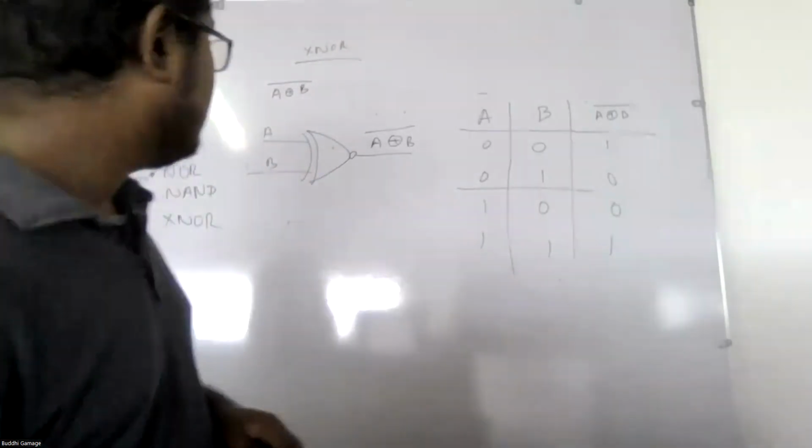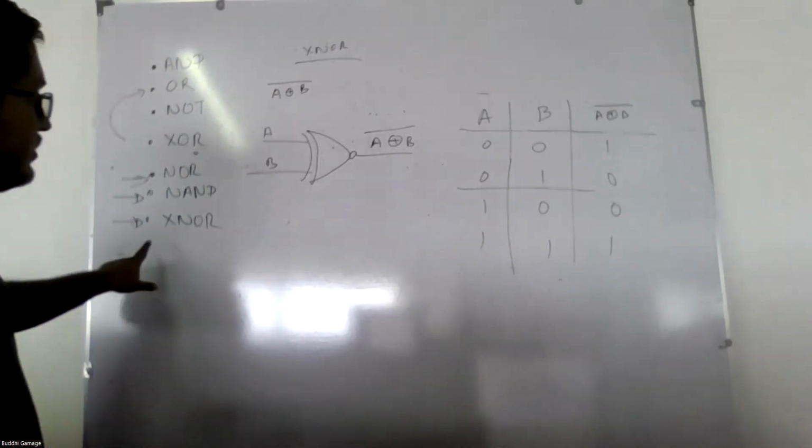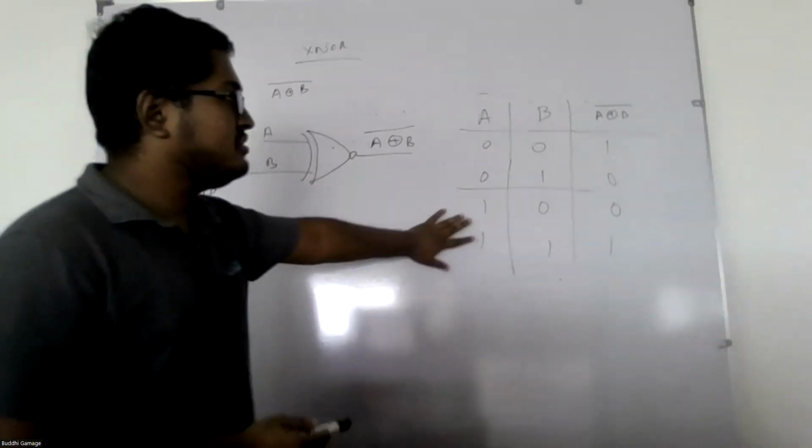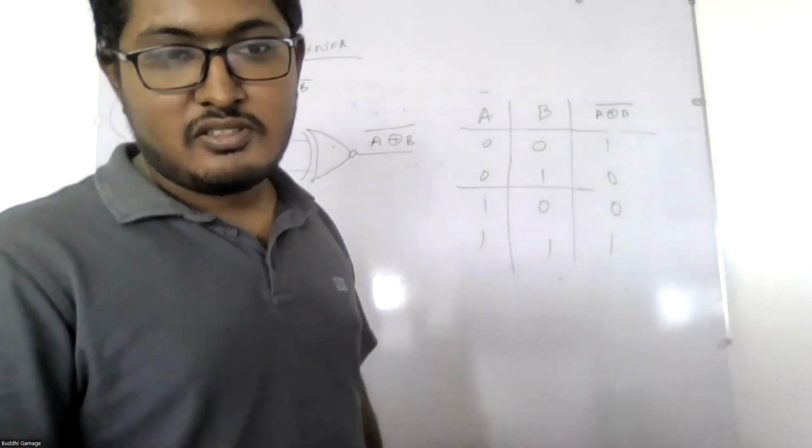So I think you need to be aware of these gates and the symbols and how to derive the truth table. If you have questions, you can ask.